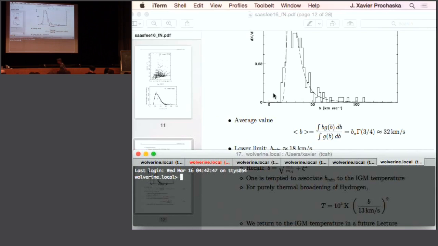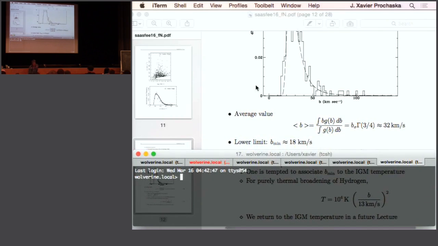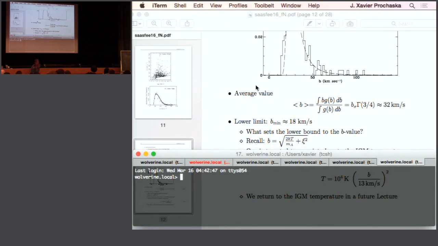This functional form has within it a sharp cutoff. You can see it right here, just in the plot of the distribution. And you identify a lower limit to the Doppler parameters on the order of 20 kilometers per second, and might then ask what is setting that lower limit to the widths of the absorption features. I'll remind you that the Doppler parameter is defined as such. The square root of a thermal broadening term plus any turbulent motion that one has within the gas.